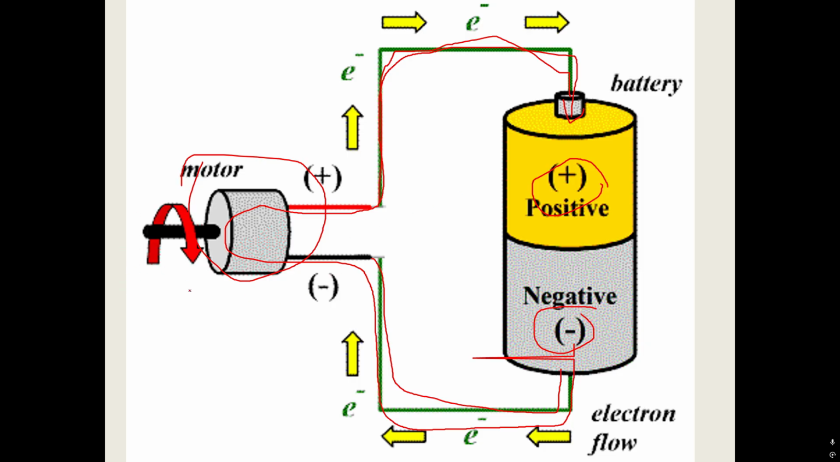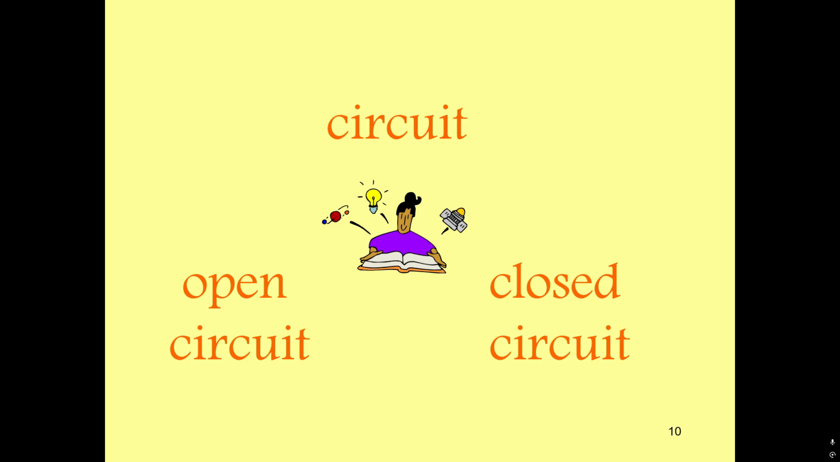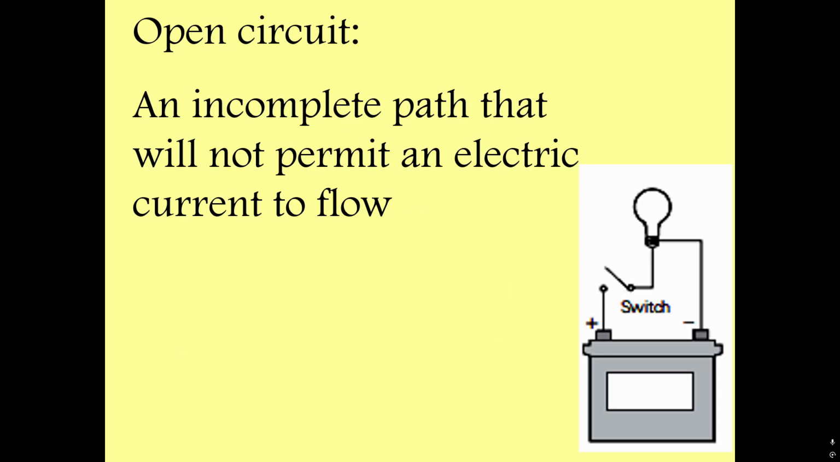Okay. So in this motor, the electrical energy gets converted into mechanical energy. So when current flows through it, the motor starts rotating. So there are two types of circuit. One is open circuit, the other is called closed circuit. So what is open circuit? An incomplete path that will not permit an electric current to flow.